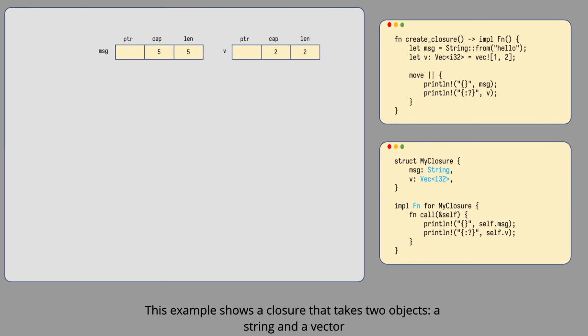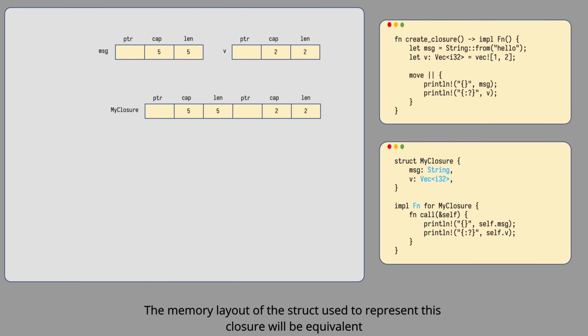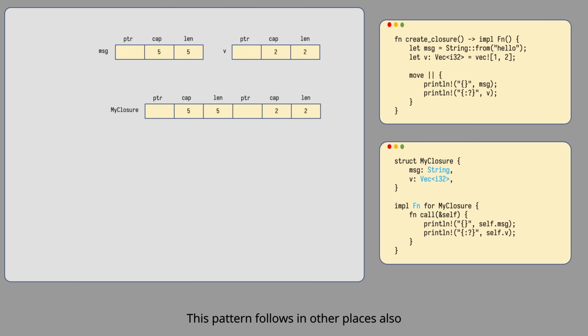Till now, we have only seen closures that have only one member. This example shows a closure that takes 2 objects, a string and a vector. There isn't anything special here. The memory layout of the struct used to represent this closure will be equivalent to placing the stack side representation of both string and vector, side by side. This pattern follows in other places also.